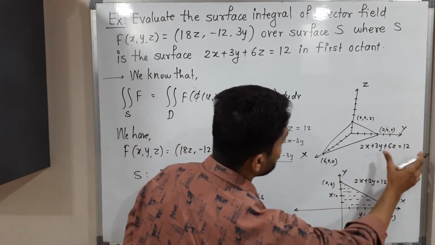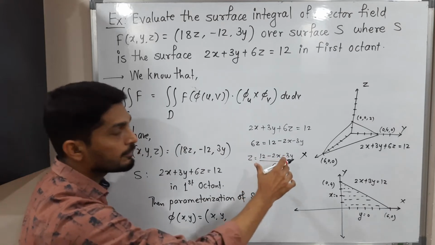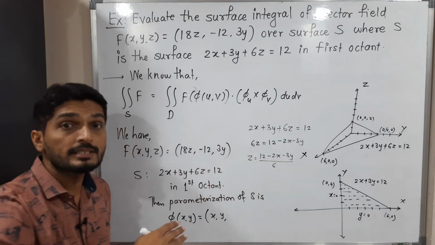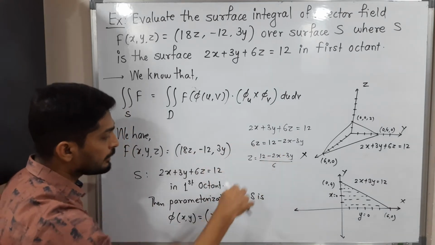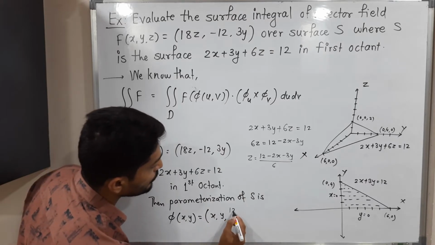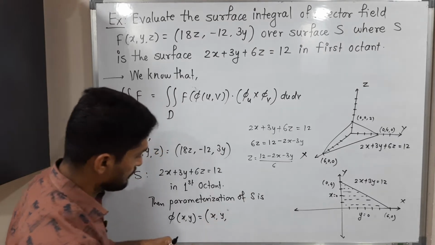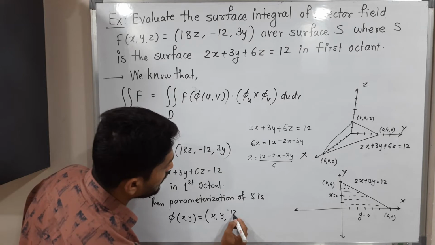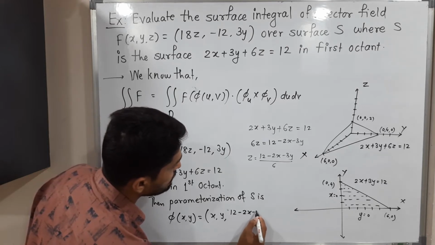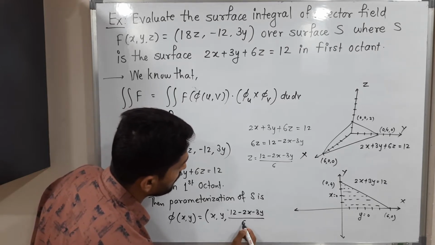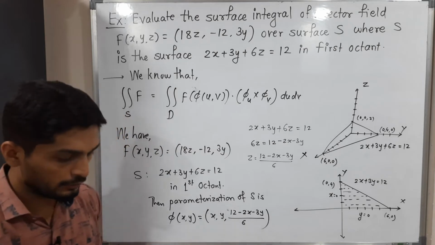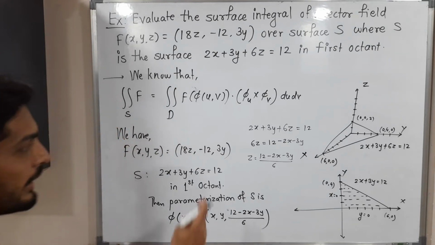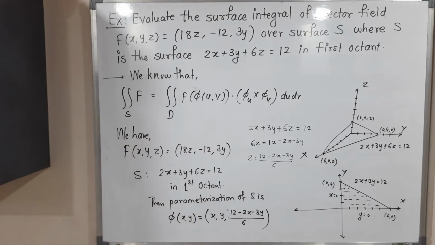Using this equation of the plane, I got the value of z. That means I simply expressed z in terms of x and y. So that value of z I am going to put here. So 12, okay, let me write properly, (12 minus 2x minus 3y) divided by 6. So this is the parameterization. Let me remove that rough part.